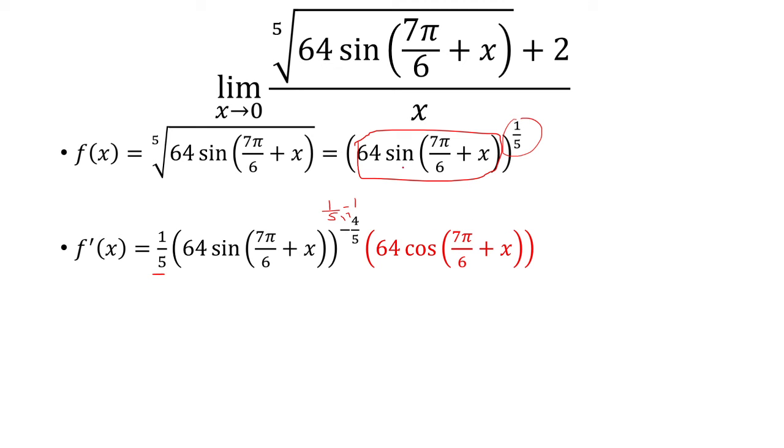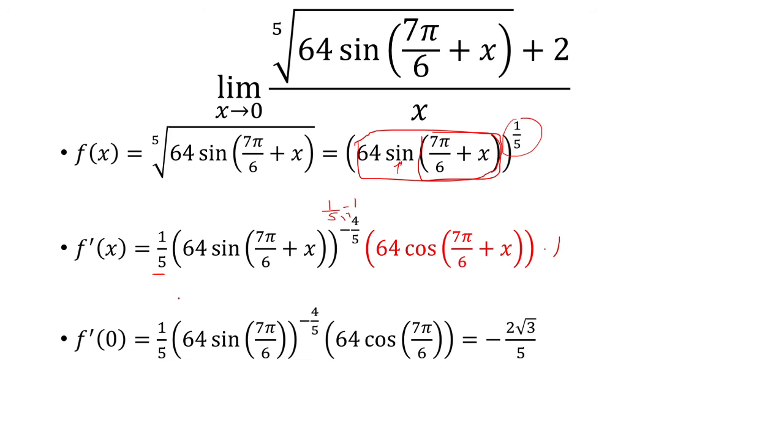Then take the derivative of the inside. So for the inside, you want to first take the derivative of the outside function, which is sine. Sine is cosine. Keep this 7 pi over 6 plus x the same. Multiply by the derivative of 7 pi over 6 plus x, which is really 1, but I didn't bother writing it. And now we just need to plug in x equals 0.